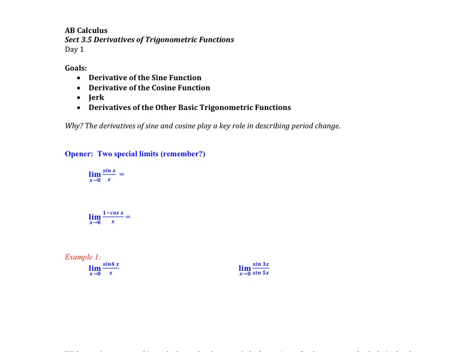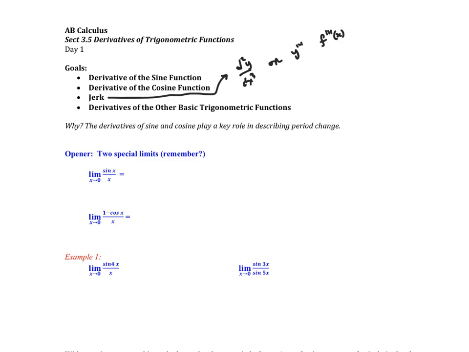Okay, 3.5 day number 1, derivatives of trig functions. We've already talked about this, but the derivative of sine, derivative of cosine, and then this thing called the jerk. The jerk is the third derivative. So the jerk is d cubed y dx cubed, or y triple prime. Many names for it, f triple prime, all that good stuff.